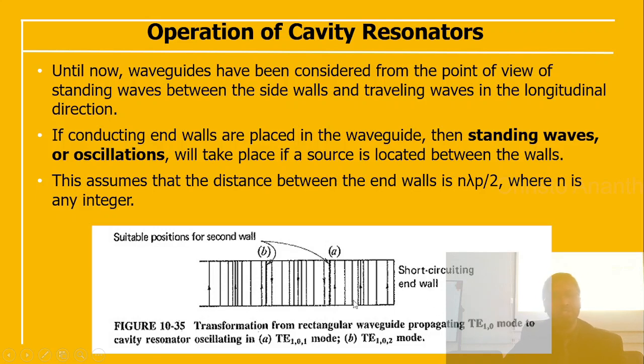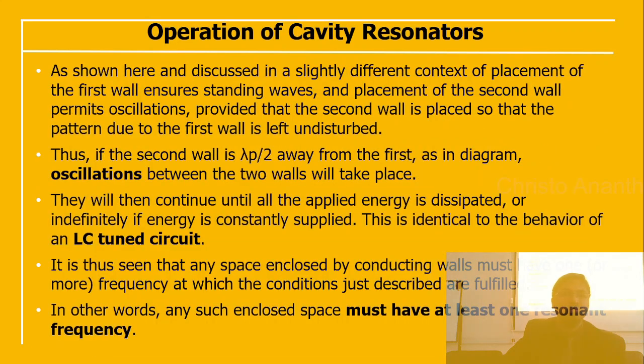So this is the short circuiting end wall, and this is the suitable position for the second wall. We see this in a slightly different context: the placement of the first wall will give standing waves, and the placement of the second wall will give oscillations. The second wall is placed such that the pattern due to the first wall is left undisturbed.